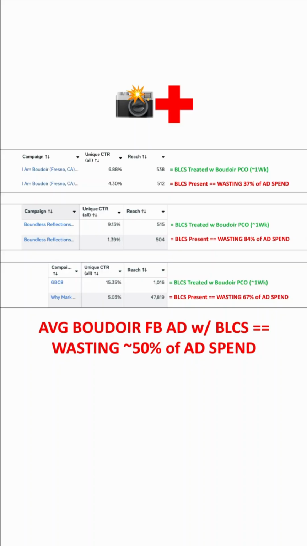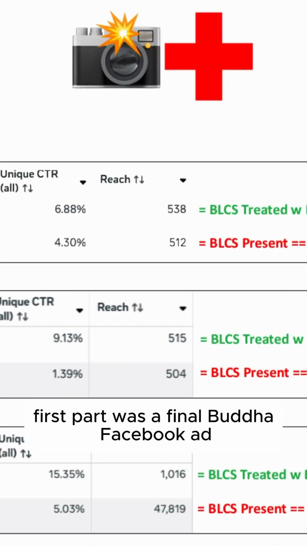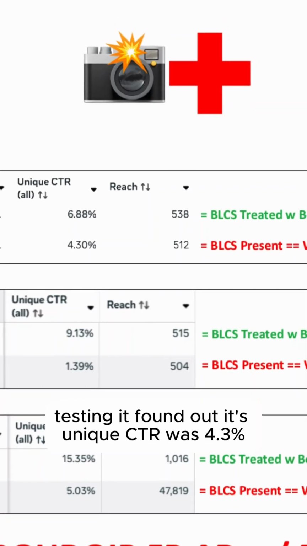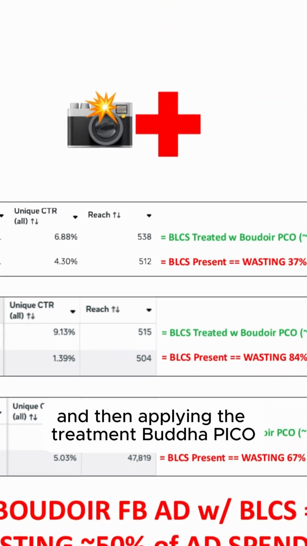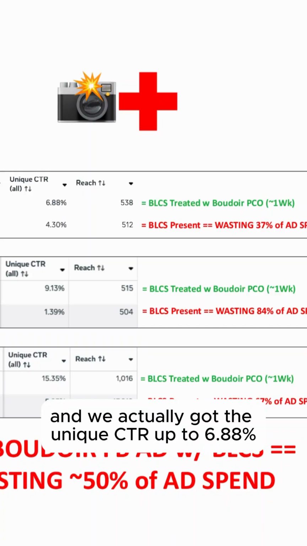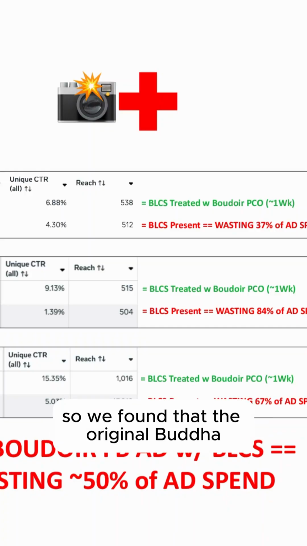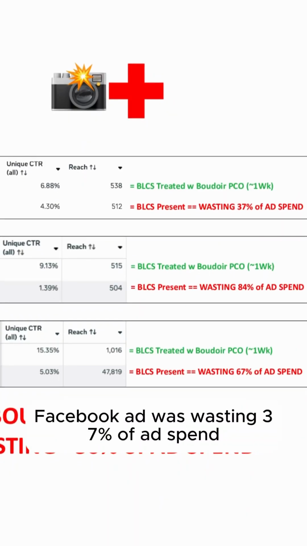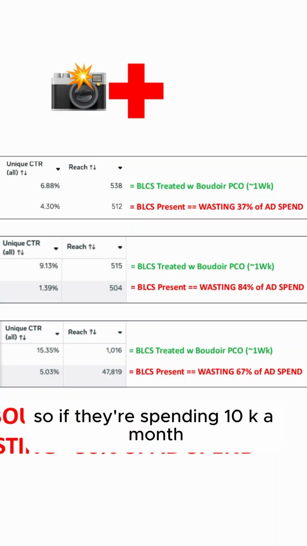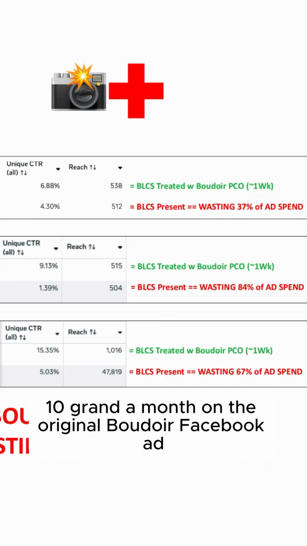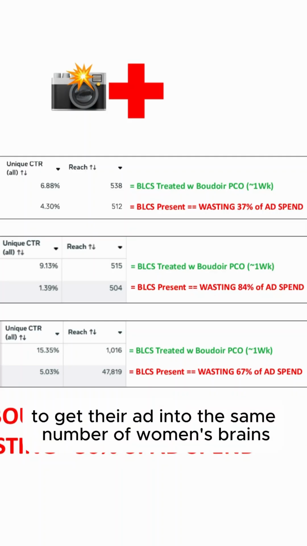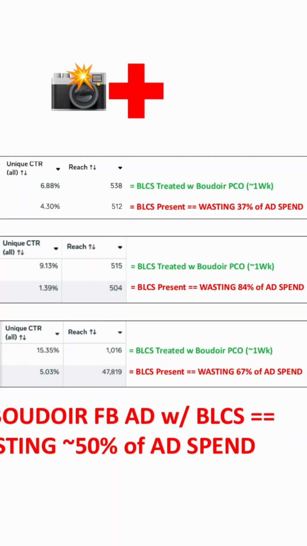So from my residency, the first part was finding a Boudoir Facebook ad out in the wild, bringing it to the hospital, testing it, and finding out its unique CTR was 4.3%, and then applying the treatment, Boudoir Pico. It took about a week, and we actually got the unique CTR up to 6.88%. So we found that the original Boudoir Facebook ad was wasting 37% of ad spend, literally being wasted. So if they're spending 10 grand a month on the original Boudoir Facebook ad, now they only need to spend $6,300 a month on the Boudoir Pico treated ad to get their ad into the same number of women's brains. Way more efficient.